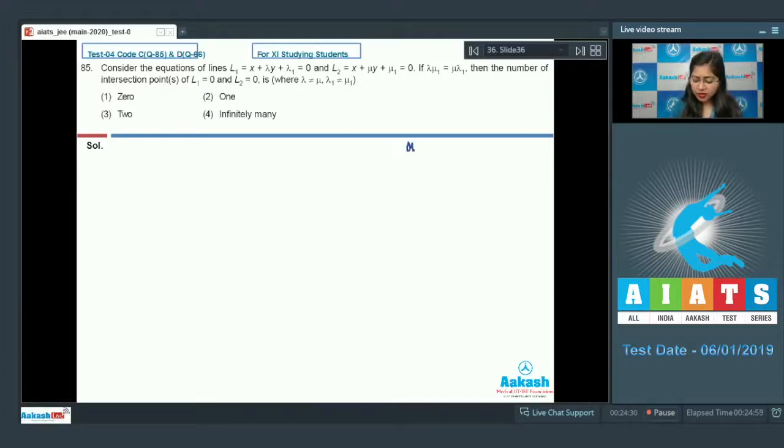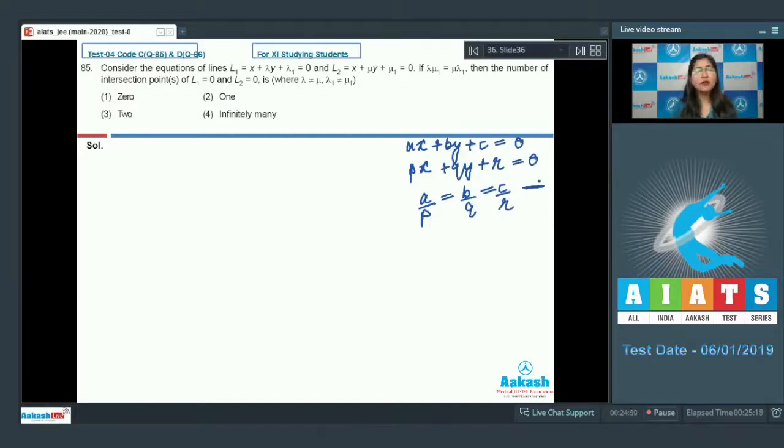See, we know that for any two equations ax plus by plus c equal to 0 and px plus qy plus r equal to 0, if a upon p is equal to b upon q is equal to c upon r, then the two lines are coincident. Therefore, we will have infinite points of intersection. Also, if the slopes of the lines are equal, that is a upon p is equal to b upon q is not equal to c upon r, then the two lines are parallel. Therefore, we have 0 points of intersection. And in the other case, that is a by p is not equal to b upon q, then the lines will be intersecting at one point.